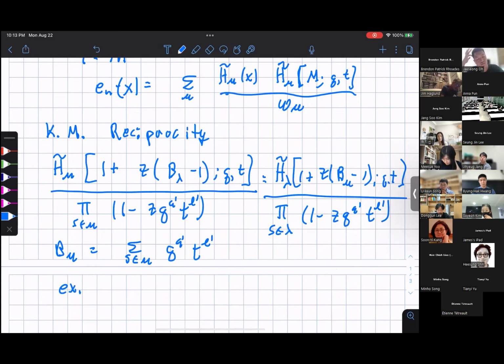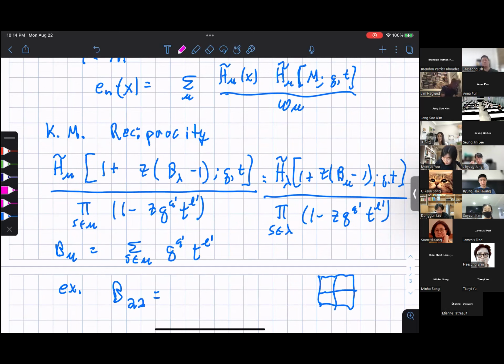So for example, how about B of 2,2? So you would draw your shape 2,2. And if you start with this square here, a prime and l prime are the distances to the left and down. They're 0, so you get 1. And if you go up 1, the co-leg then becomes 1. If you go to the right 1, the co-arm becomes 1. Okay, anyway, that's what this says.